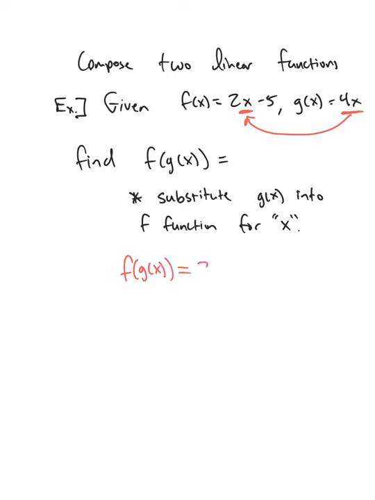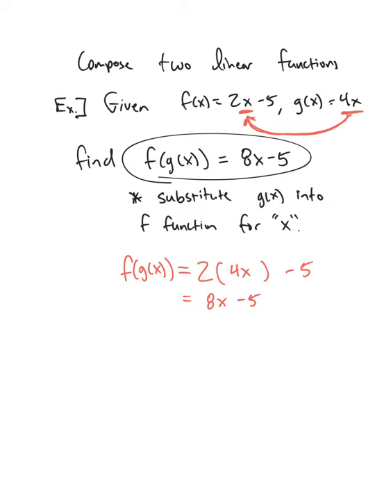What that is going to look like, that's going to be f of g of x equals, well, what is the f function? 2 parentheses, we're using parentheses. What are we substituting for x? We're substituting 4x. We're substituting the g function in for x. And then minus 5. We took the x out, plugged in what g of x was equal to, which was 4x. And now it's just to simplify, guys. 2 times 4, that's 8x minus 5. So our solution is 8x minus 5.